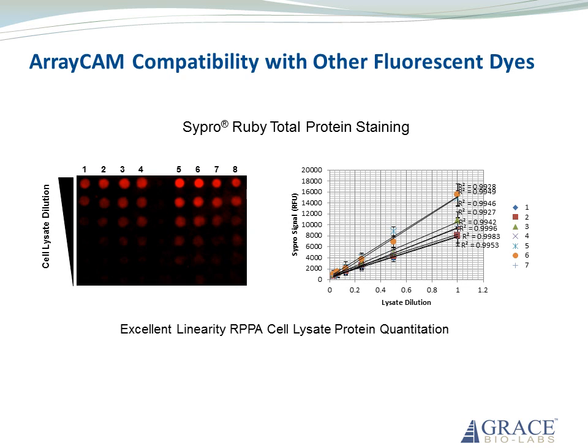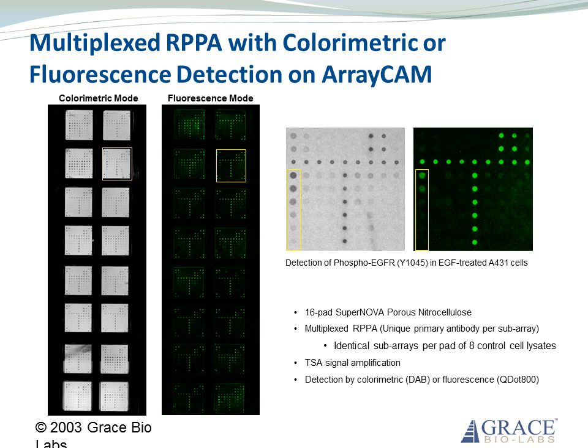As mentioned earlier, ArrayCAM is also capable of detecting other fluors, and we have developed methods for some commonly used applications. An example of this is total protein staining with CyproRuby, which is routinely used with RPPA methods. Protein detection on ArrayCAM shows excellent linearity and accurate protein quantitation with very low CVs.